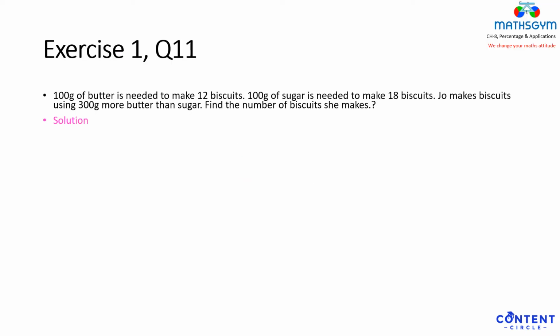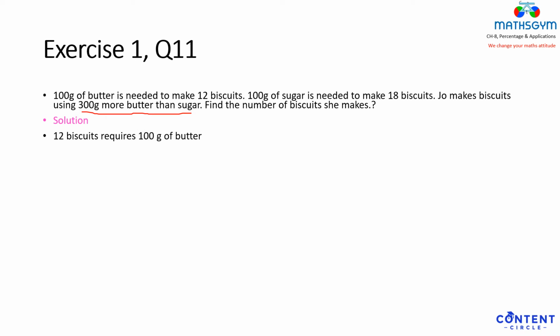Question is fairly simple. 100 grams of butter is needed to make 12 biscuits. 100 grams of sugar is needed to make 18 biscuits. Joe makes biscuits using 300 gram more butter than sugar. Okay, that's the information. Find the total number of biscuits which Joe has made.